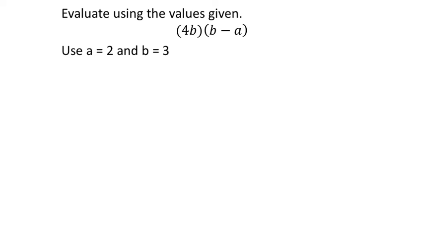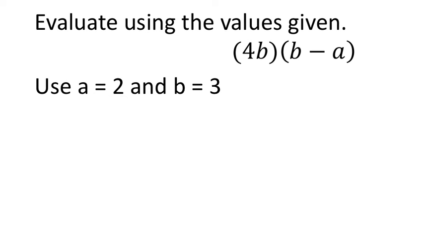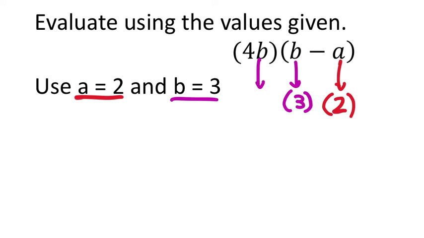Next, 4b, parentheses, b minus a, right? And remember, there is multiplication between the 4 and b and between the 2 sets of parentheses right there. So let's go ahead and do this, but I'll show this a little differently. The a's are going to be 2, so I replace this a with a 2. And there's my parentheses, and the b's are going to be replaced with 3. So there's a b, I'll replace it with 3, and I'll replace this b with 3 as well. Everything else we need to see. So that's 4 parentheses, 3, and that's out of parentheses, and then the other one is 3 minus 2.